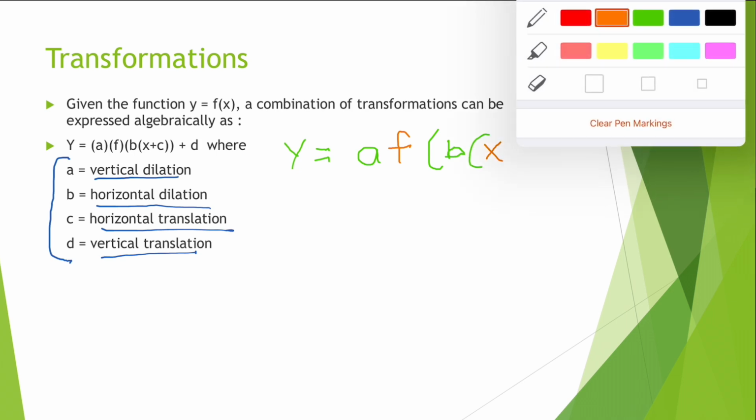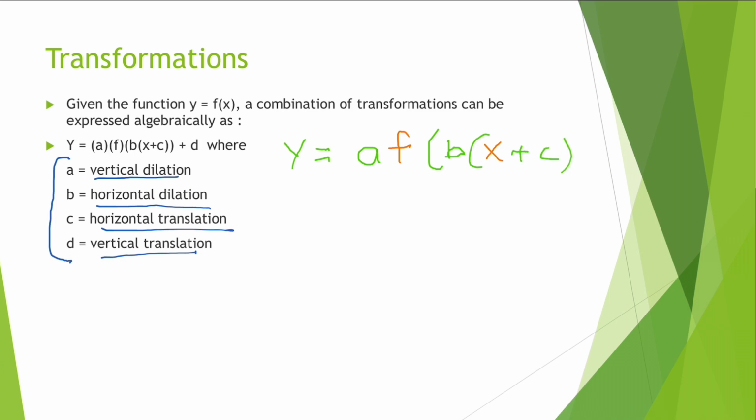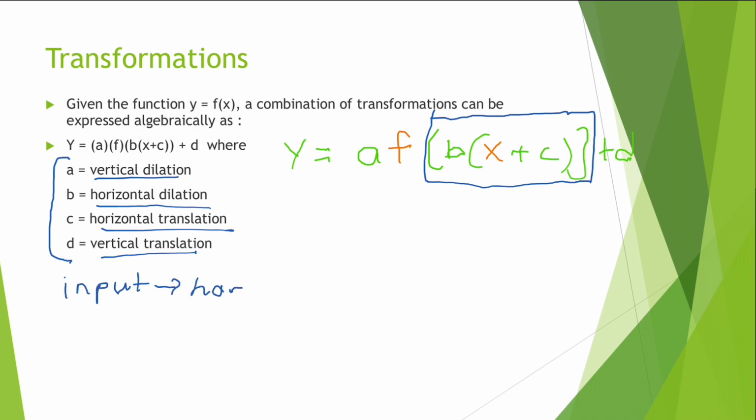x plus c, bracket close, plus t. Now, notice one thing. Whenever you play with the input, whether you add or multiply, it will be something horizontal. Whatever you do with the input, it will always be horizontal. Whatever you do with the output, whether it's multiply or add, it will be vertical.